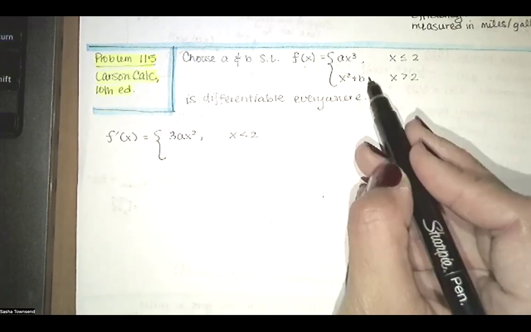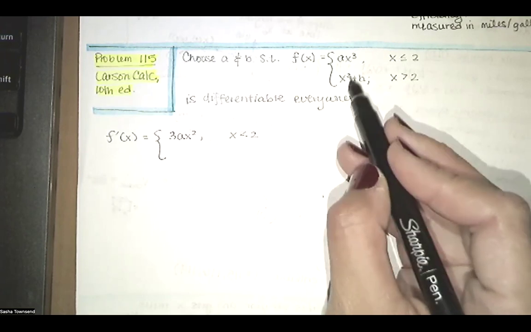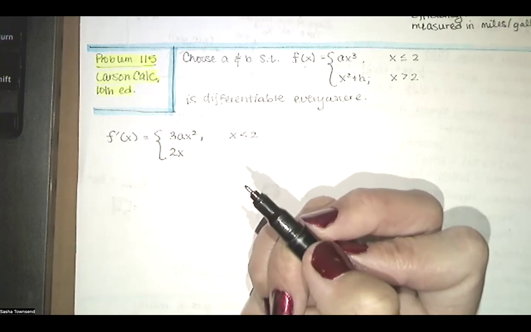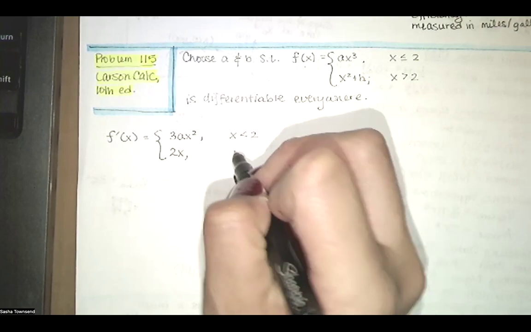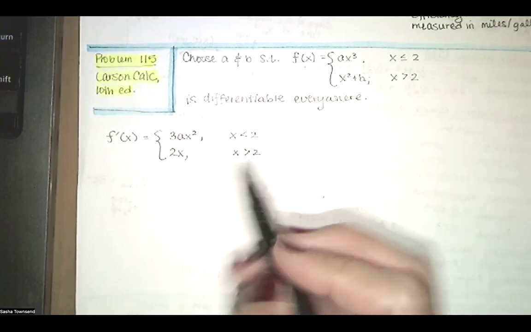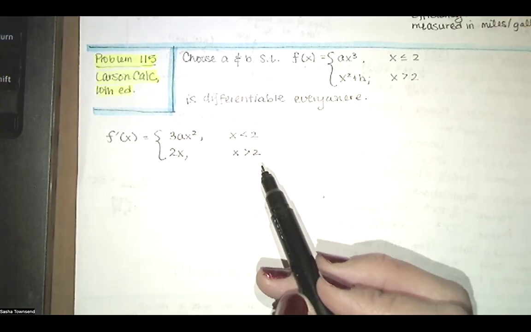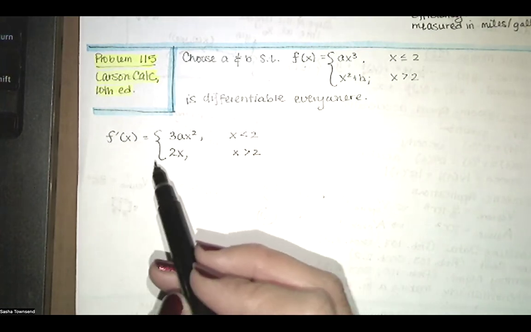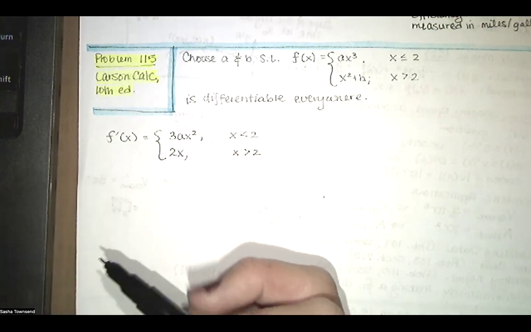And then on the right, the derivative of x squared plus b is the derivative of x squared, which is 2, times x to the 2 minus 1, which is 1, plus the derivative of b, which is 0. That's for x greater than 2. Now, at this point, this function's not defined at x equals 2, but we want to define the function at x equals 2 so that the slope from the left-hand side and the slope from the right-hand side are the same.